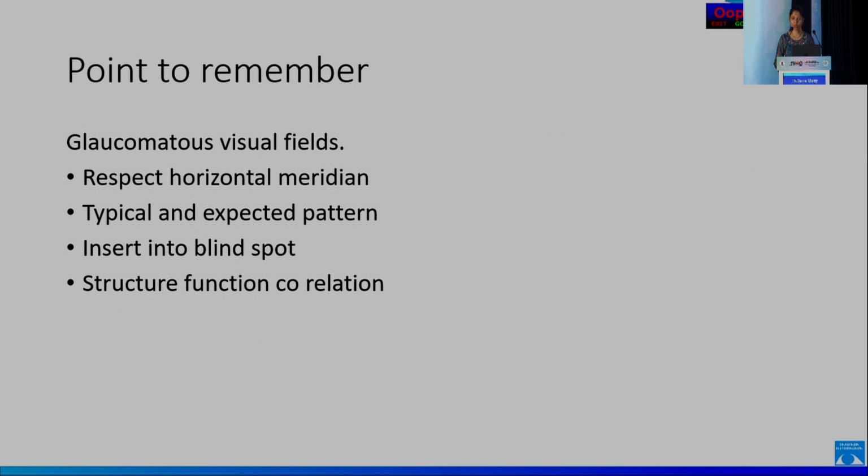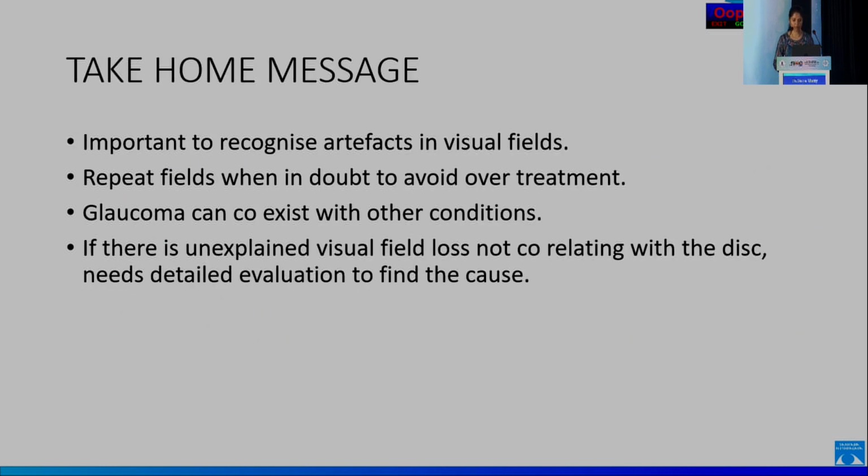They are related to the blind spot, and a structure-function correlation will be there. So the take-home message is that it is important to recognize artifacts in visual fields, and repeat fields when in doubt to avoid overtreatment. Glaucoma can coexist with other conditions also. If there is any unexplained visual field loss not corresponding with the disc, it needs detailed evaluation to find the cause.